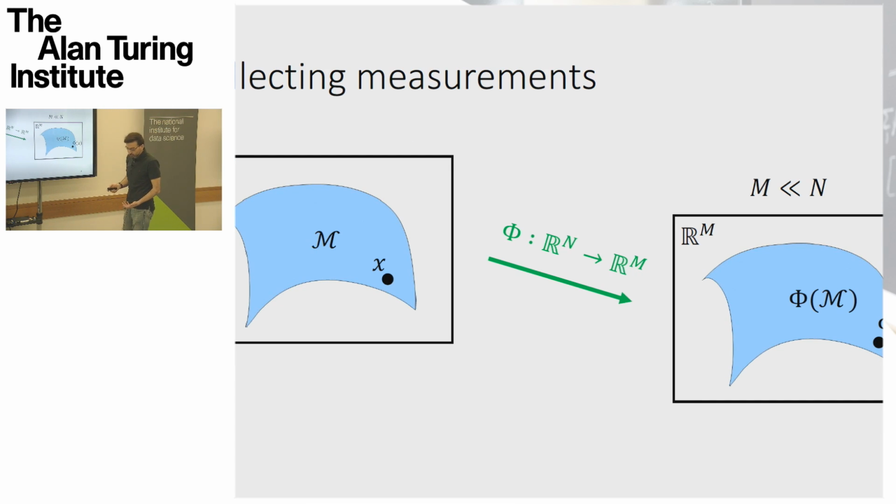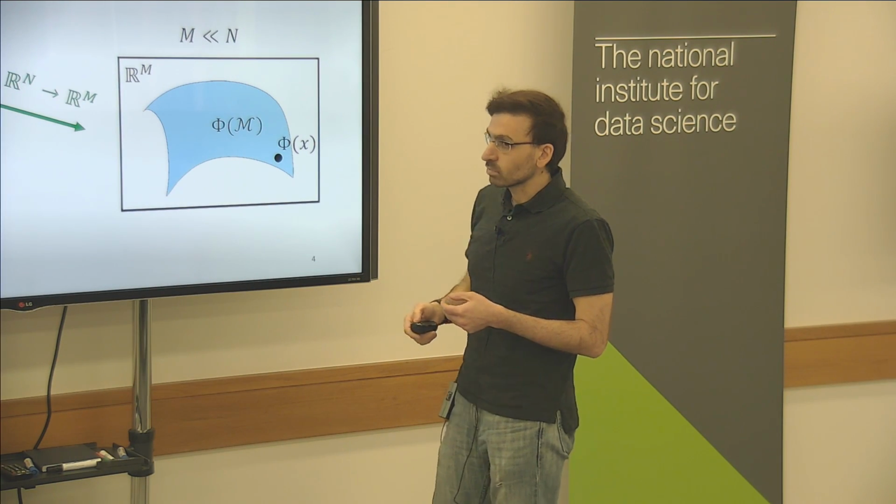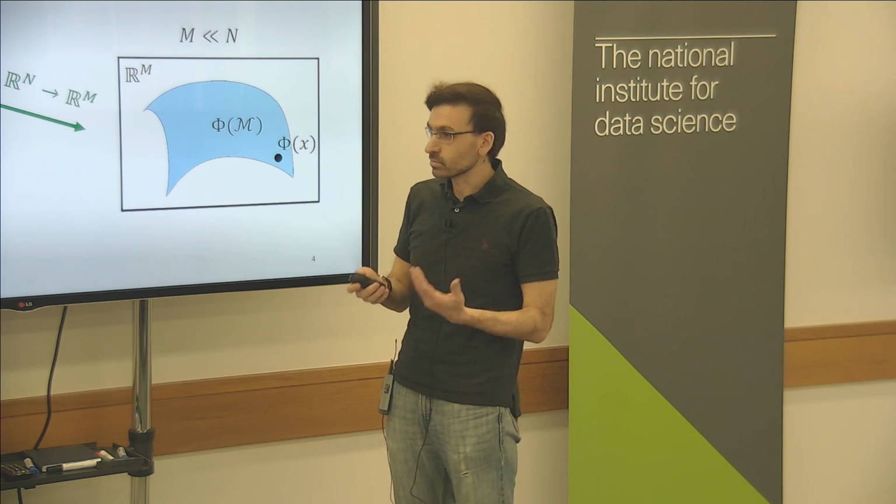To answer questions about data, we need to take measurements. So imagine this measurement operator phi that maps R^n, the space of our signal or data, to R^m, and m, the number of measurements, is typically much smaller than n. So it's very natural to ask, what is a good measurement operator?